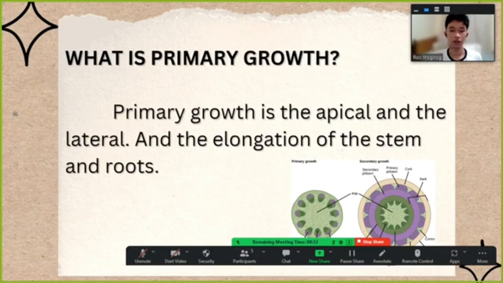What is primary growth? Primary growth is the apical and the lateral, and the elongation of the stem and roots. So primary growth is a result of rapidly dividing cells in the apical meristems at the shoot tip or root tip. Next slide, please.